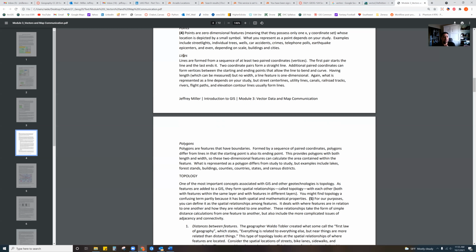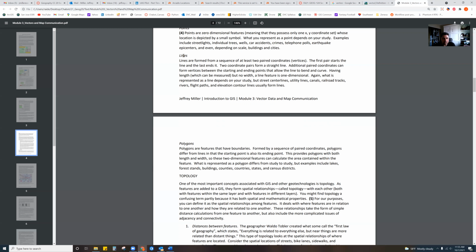Now, lines, in terms of vectors, would generally represent assets like utility wires, canals, roads, streams, railroads. That kind of stuff is what you would generally see as line features. We call them polylines, but I want you to remember lines.